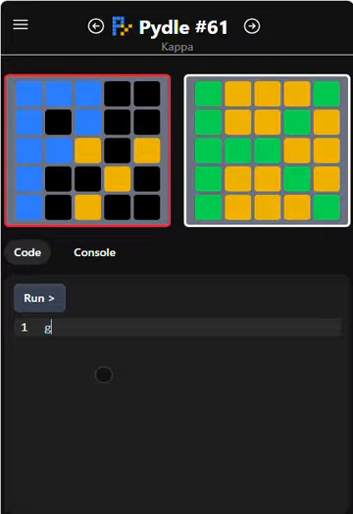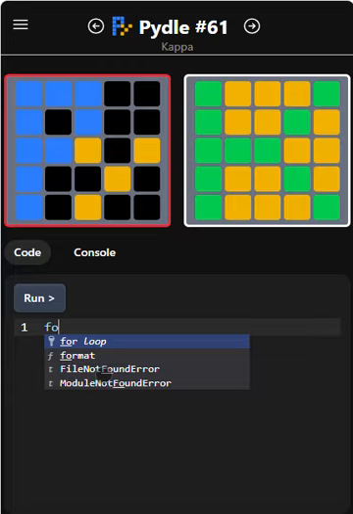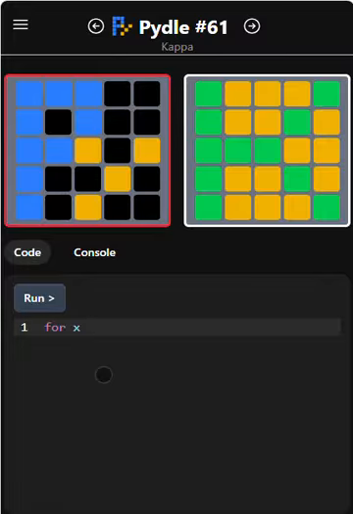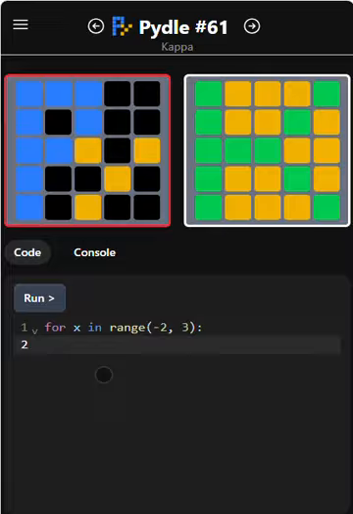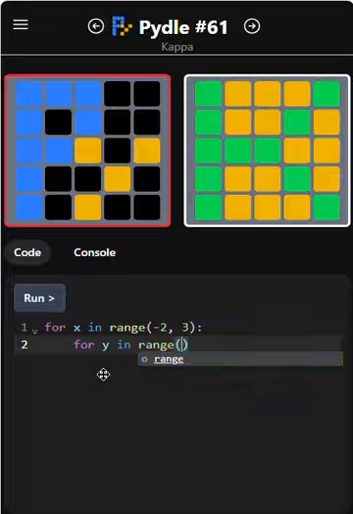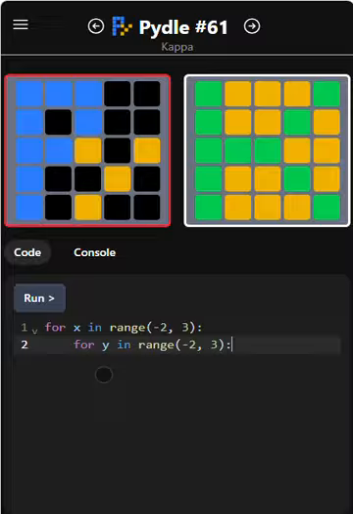Okay, so let's do for x in range minus 2 comma 3, for y in range minus 2 comma 3.